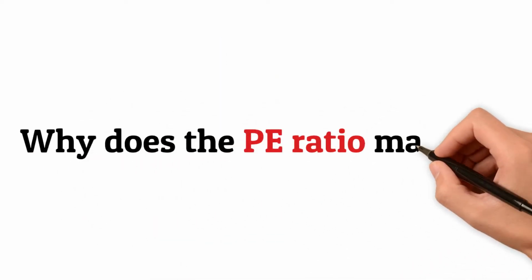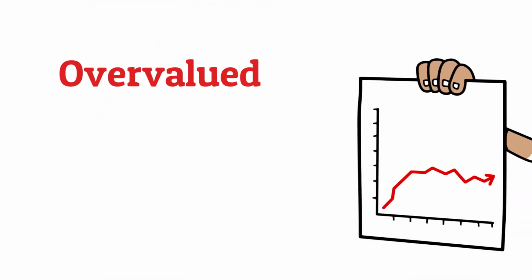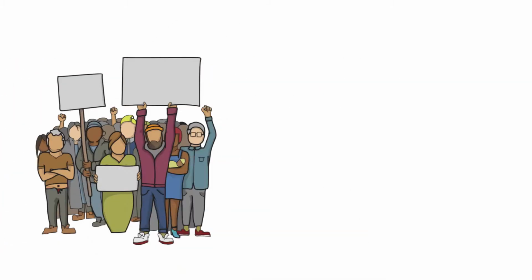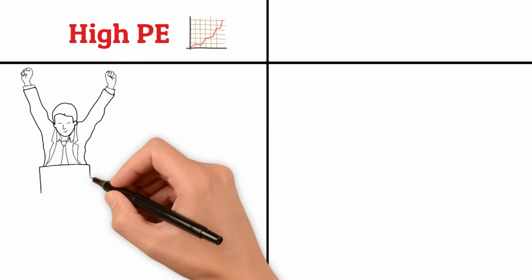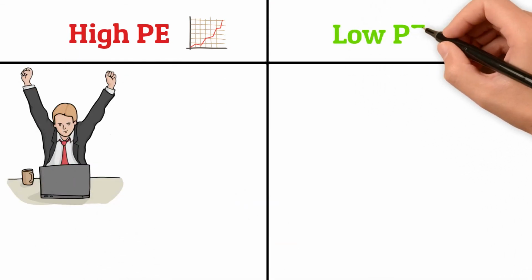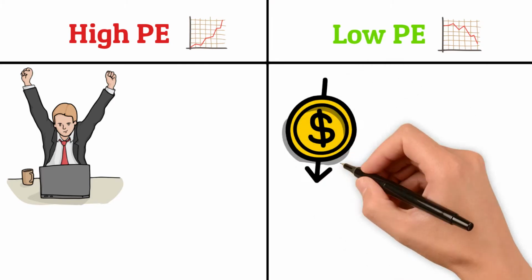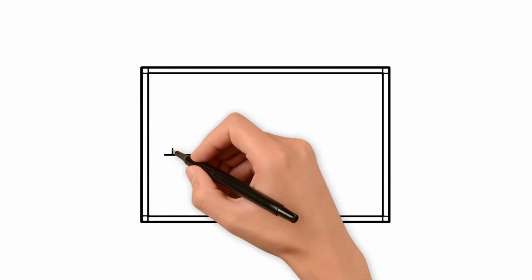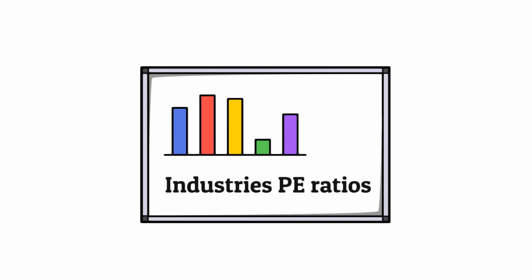But why does the PE ratio matter? Well, it helps you understand if a stock is potentially overvalued, undervalued, or fairly priced. Think of it as a way to measure the market's expectations for a company. In general terms, a high PE ratio might mean investors expect the company to grow quickly in the future. On the other hand, a low PE ratio might suggest the stock is undervalued or that the company is facing challenges.